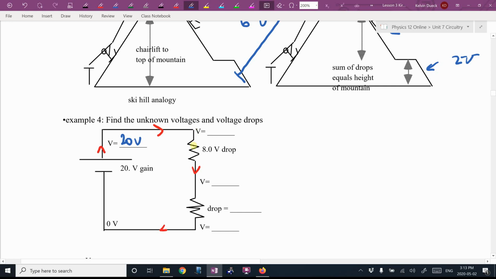And here is the first ski hill, this first resistor. So we're still 20 volts high, but we lose 8 volts going through this resistor. How many volts do we have here? 12 volts. I don't know how many volts I lost going through this resistor, but I do know that it was able to get me back to the bottom of the chairlift, which has a height of zero. I must have lost 12 volts going through that resistor to get me down to the ground.